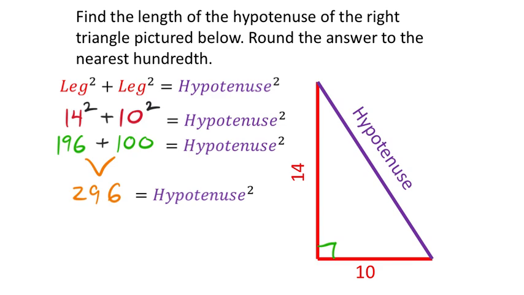The last thing I need to do to get just the hypotenuse, since I have a square for my hypotenuse, I'm just going to square root both sides. The square root and the square exponent are going to undo each other. And the square root of 296, my calculator knows what that is. This is what my calculator says: 2 square root of 74.